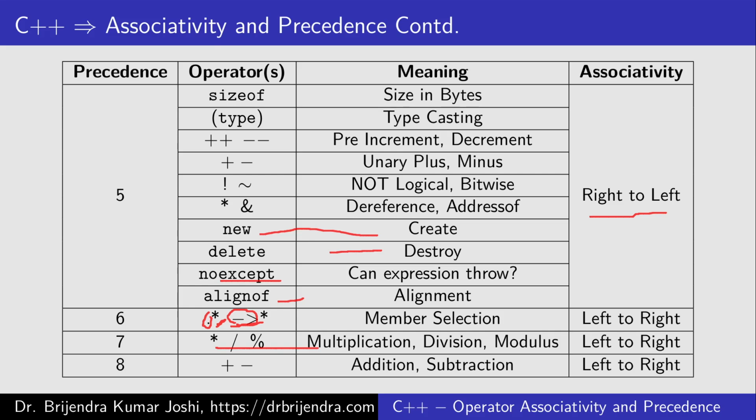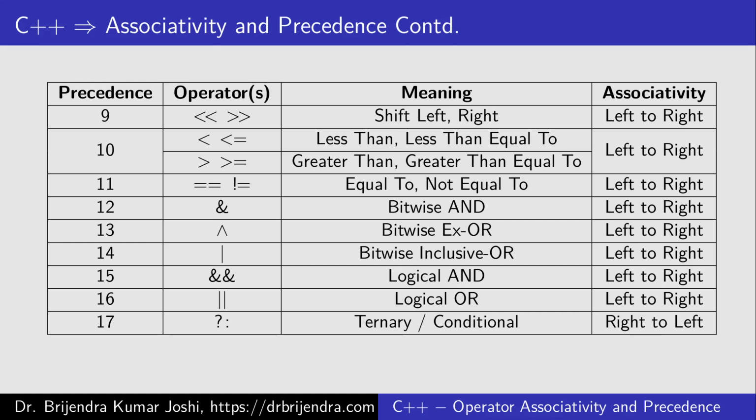Then addition and subtraction operators. Then shift left, shift right, then less than or equal to, greater than or equal to. These four have the same priority or precedence. These two have the same precedence, but they have higher precedence than this. Followed by these two, equal to, not equal to. Then bitwise AND, bitwise exclusive OR, bitwise OR, logical AND, logical OR. Then the ternary or conditional operator. This ternary operator has the associativity right to left.